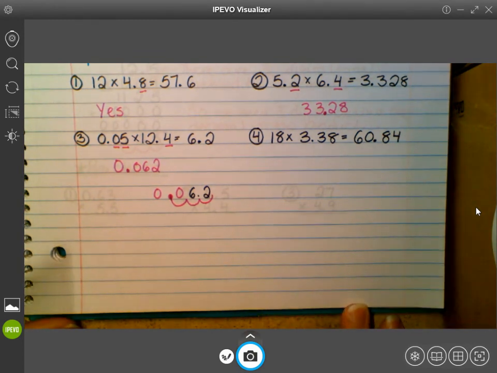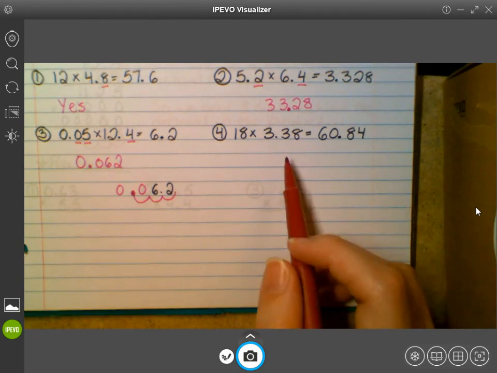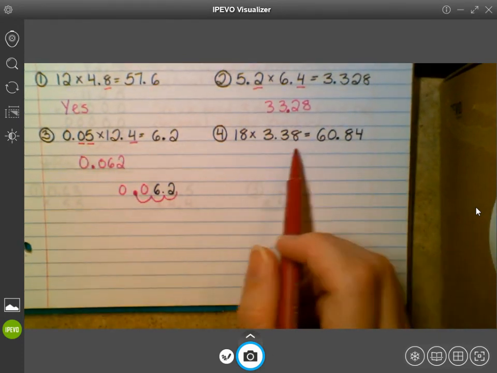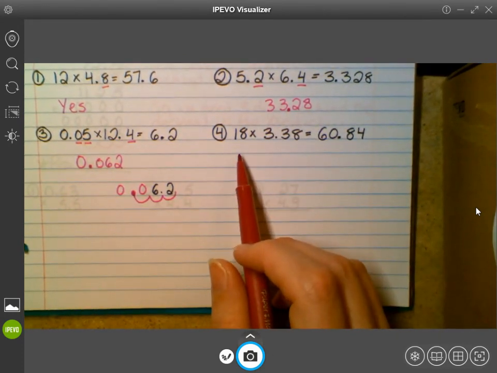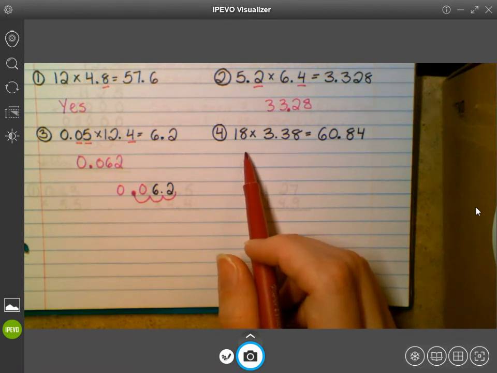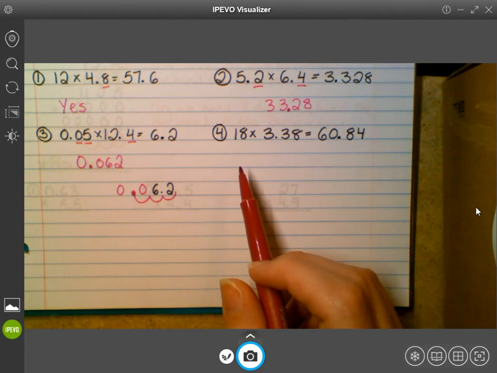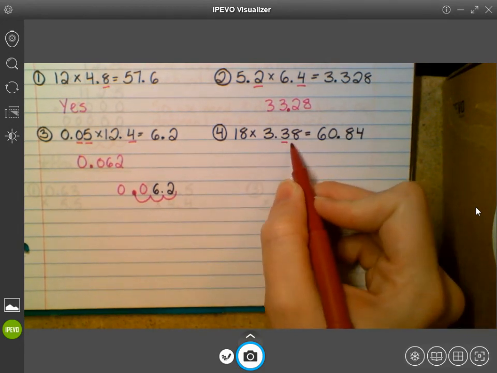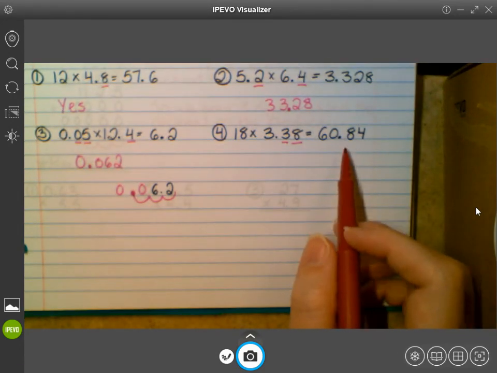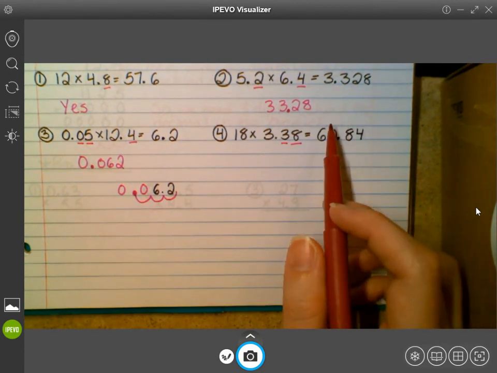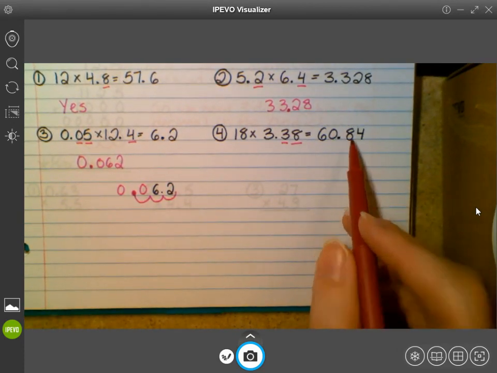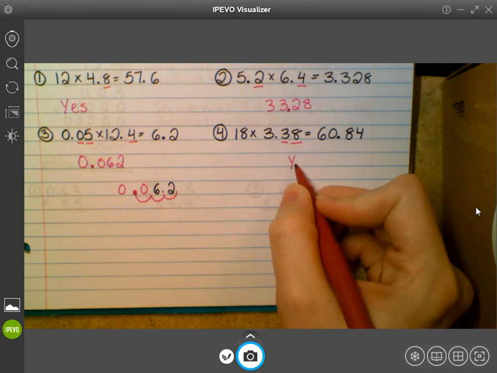Now let's look at number 4. How many digits do I have behind decimals in the 2 numbers I multiplied? Show me on your hands. How many do I have? There are 2. I have the 3 and the 8. Is the decimal in the product correct? Yes, it is. I have 1, 2 to the right of the decimal, so that is a yes.